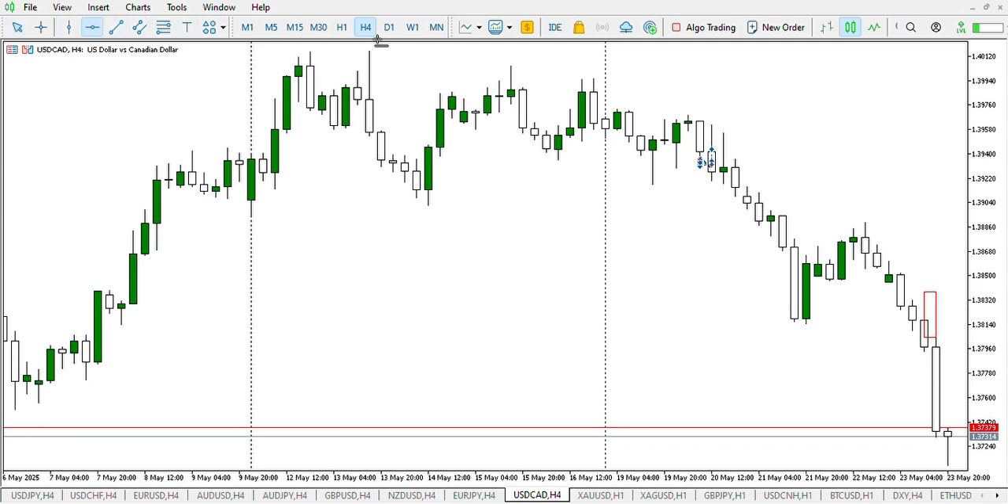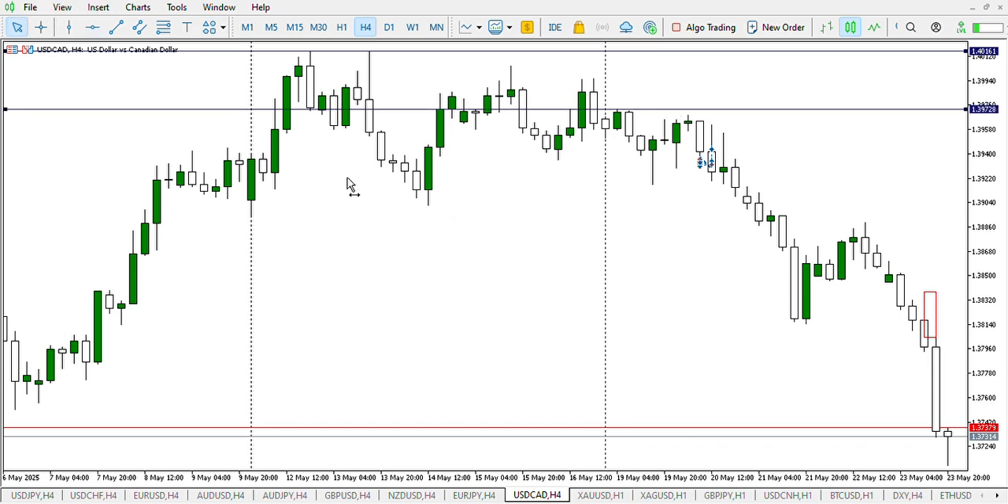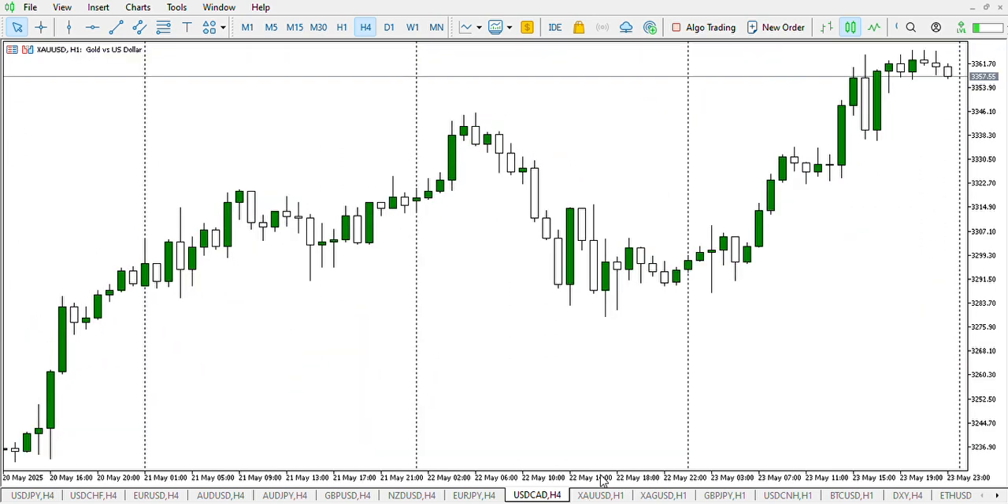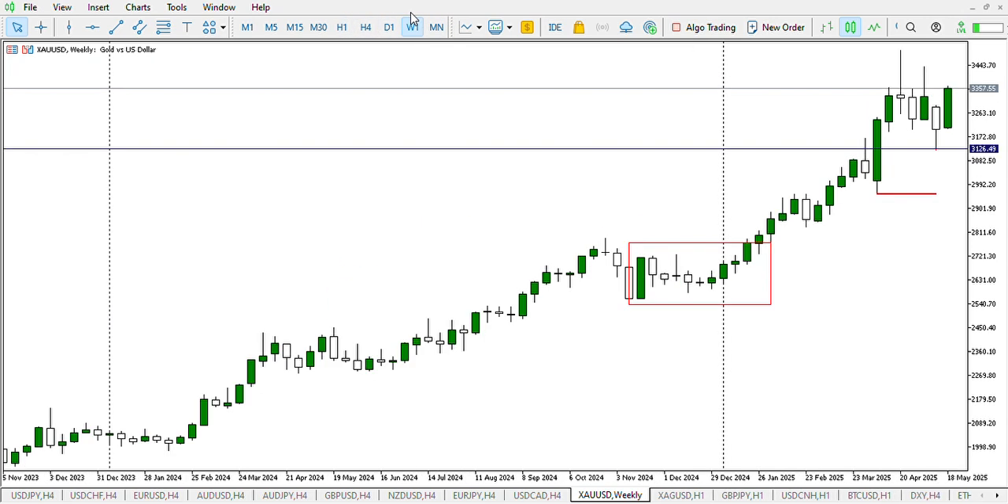Right here we have a key resistance area. Right here we have another key resistance area. Here's the card also in a clear downtrend. You can see gold moving in a beautiful manner, and we have just one key resistance area.